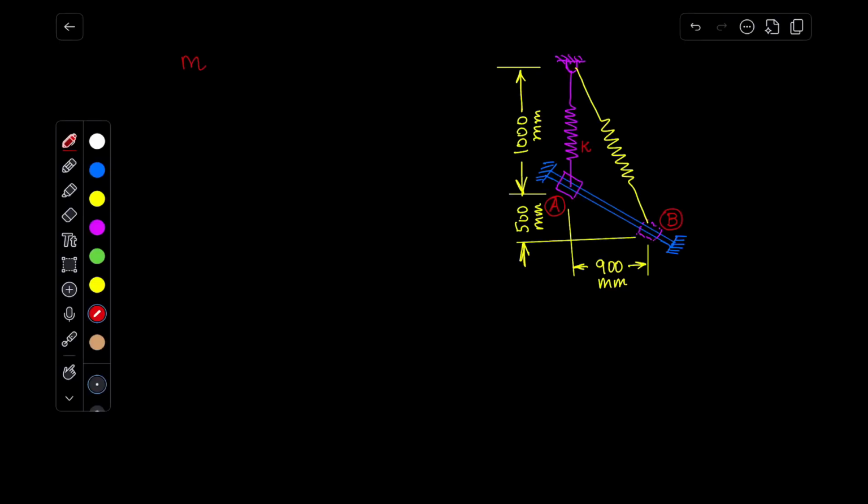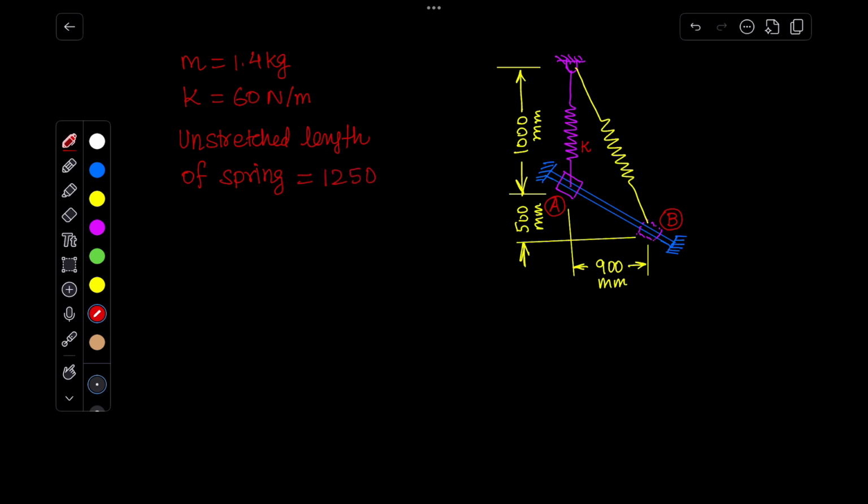Please pause this video and read this question very carefully. In this problem, we have to find the velocity at position B. The collar A is sliding on the rod and it reaches the point B. So I'm going to write all the values for the mass, the spring stiffness, and especially the unstretched length of the spring, which is the original length of the spring when it is in the rest condition. So it is 1250 millimeter.